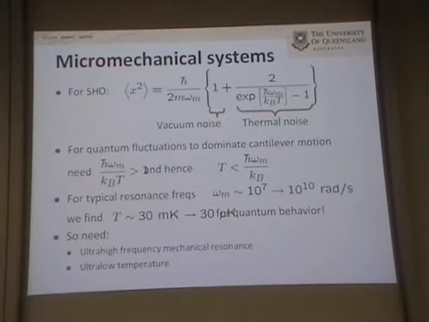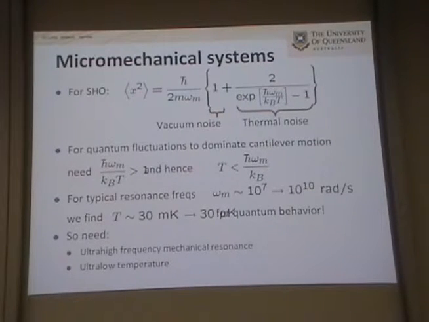In mechanical systems, this is not the case. So now I'm not drawing the analogy anymore. This is direct. This is the same thing as for light, but with the actual masses and things left in, right? And this is the variance of the position of the oscillator. Here, what you find is that the resonance frequencies are much lower. So they're not 10 to the 15, they're more like 10 to the 7 to 10 to the 10.